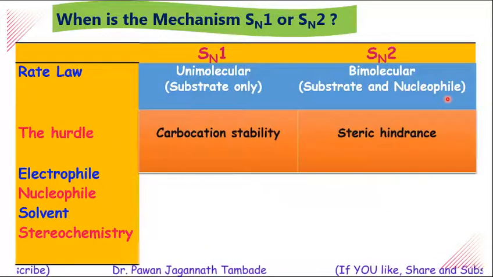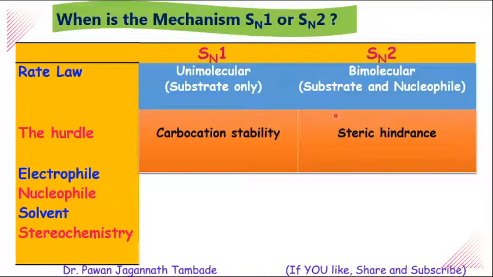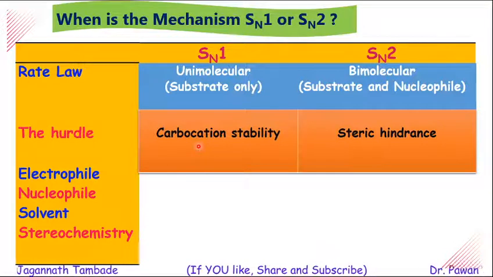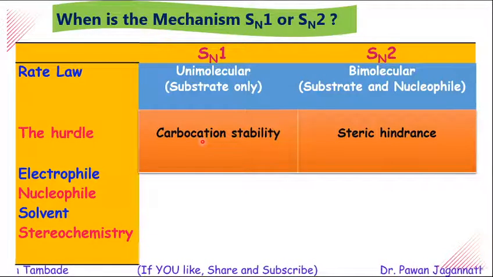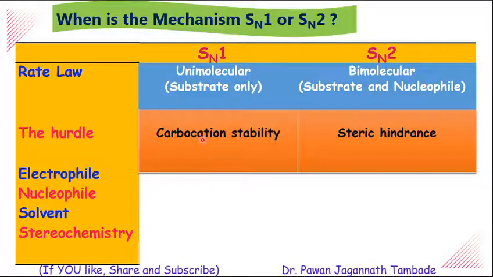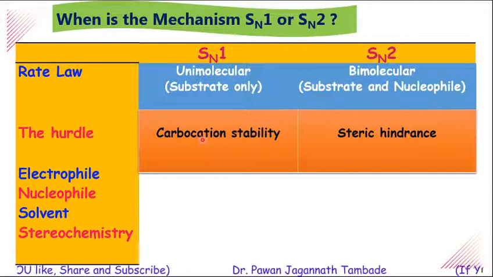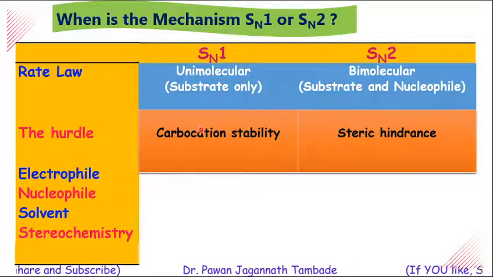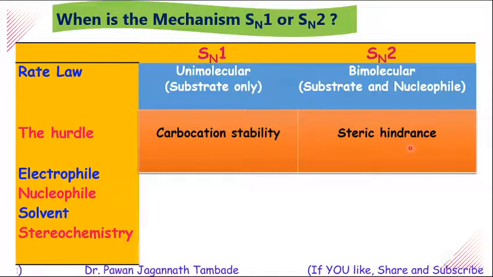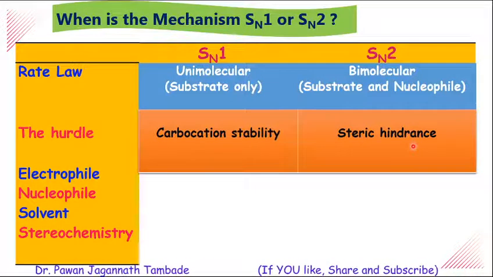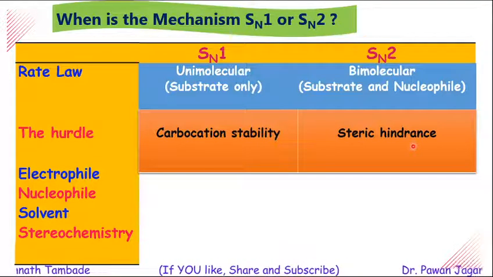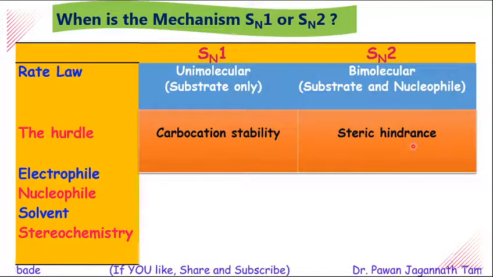The biggest problem in SN1 and SN2 reaction, or the hurdle, is in SN1, stability of carbocation plays a very important role. If carbocation is stable, then such molecule undergoes SN1 type of reaction, and if carbocation is unstable, such molecule does not undergo SN1 type of reaction. However, in case of SN2 reaction, steric hindrance is a hurdle. If molecule is sterically hindered, it will not undergo SN2 type of reaction, and so on.